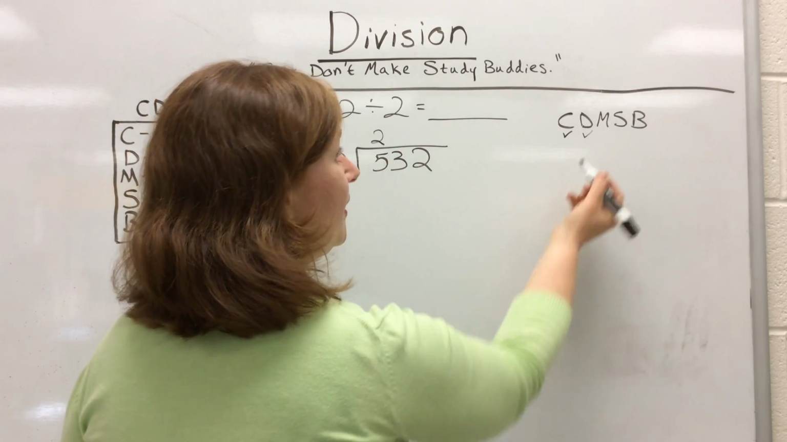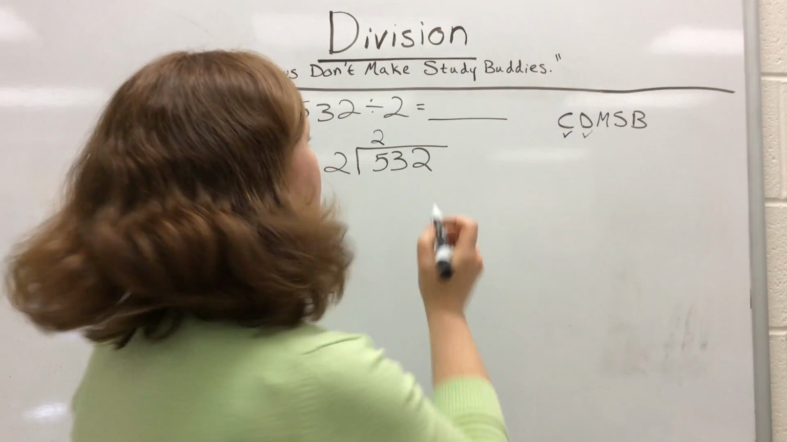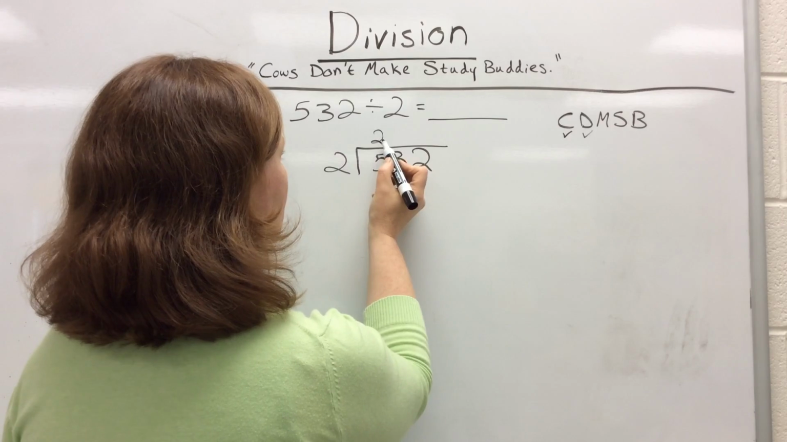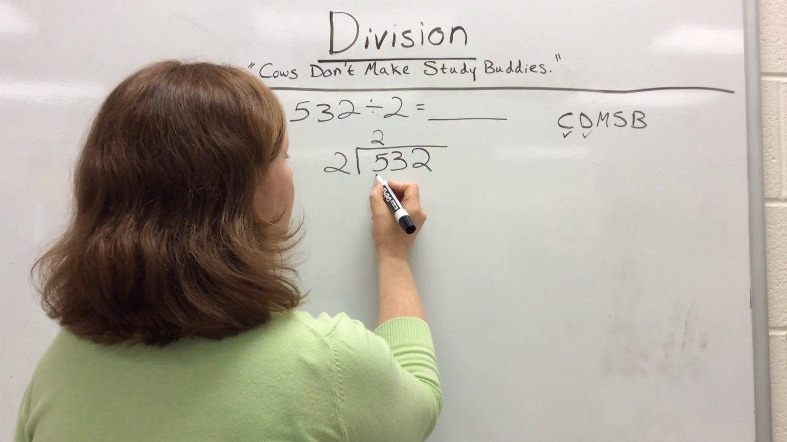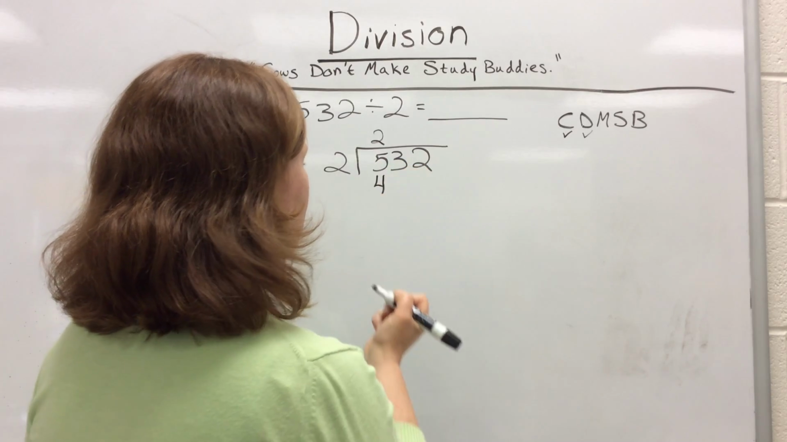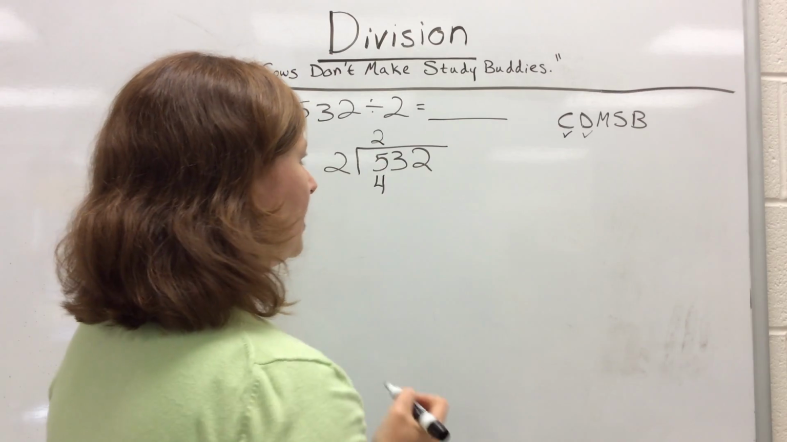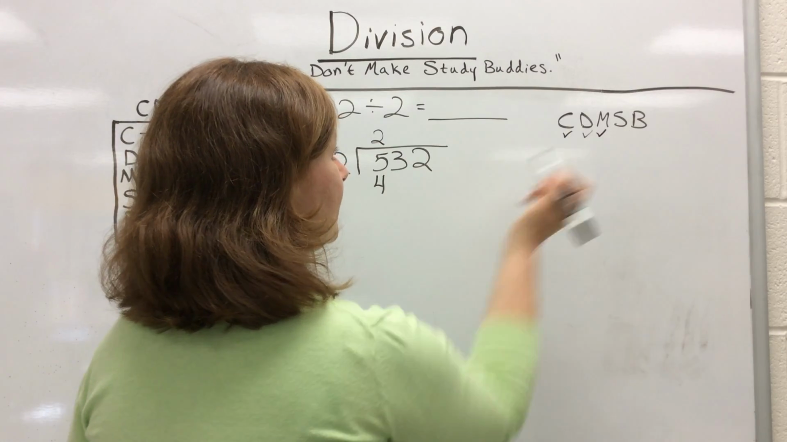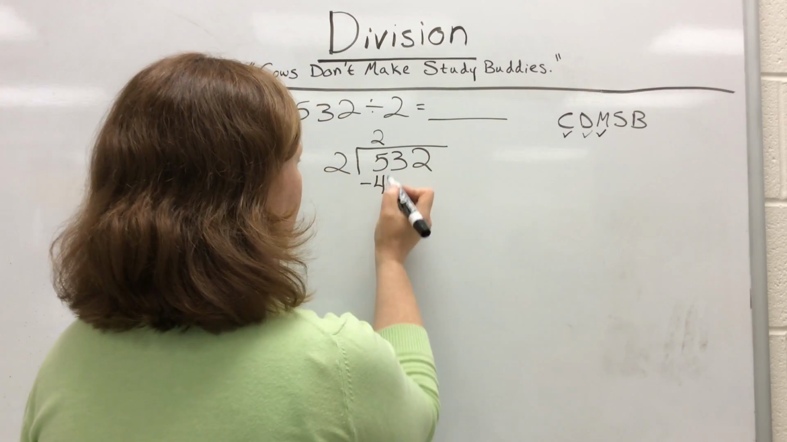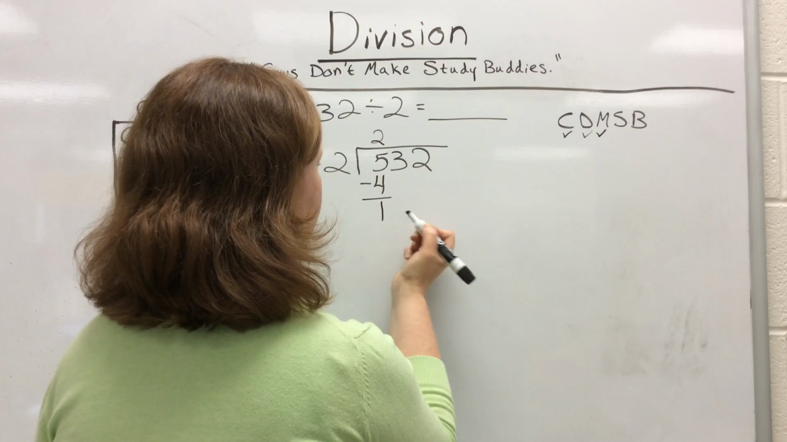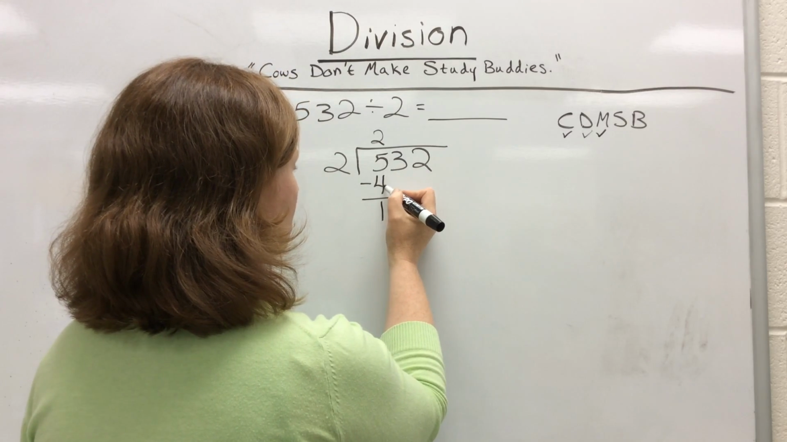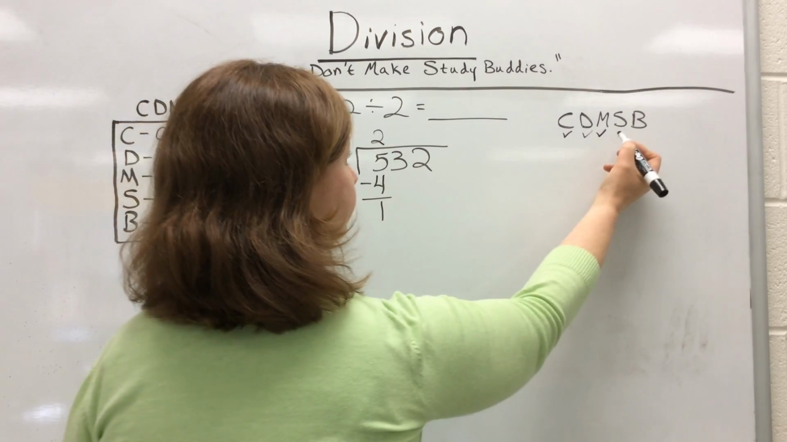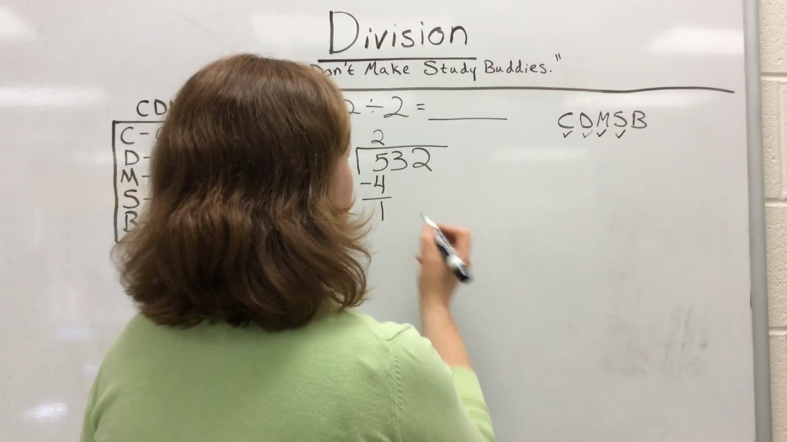So I divided. My next step is to multiply. I multiply the number I just wrote down times my divisor. 2 times 2 is 4. And I'll put my answer down here below the digit from my dividend that I used. And I multiply. Next step is subtract. 5 minus 4 is 1. I take the number I just wrote down and subtract it from the digit above it. I subtracted. Next step is bring down.